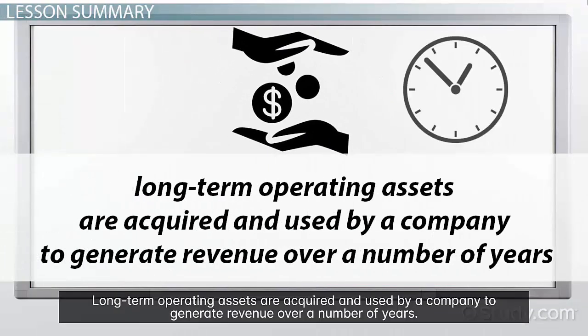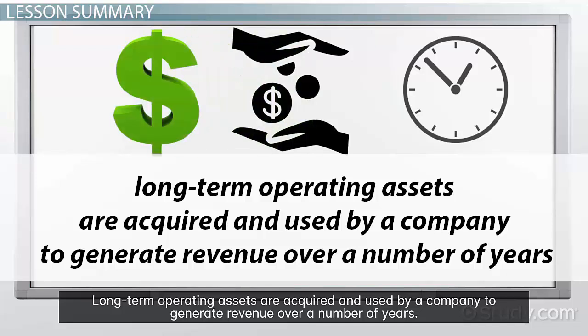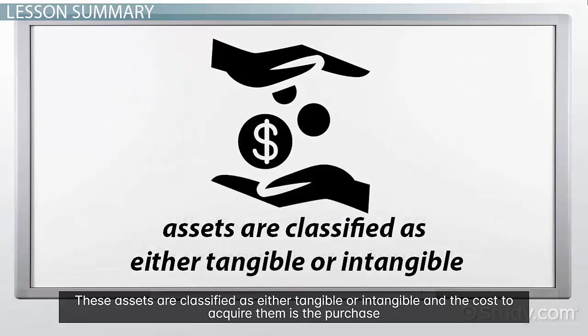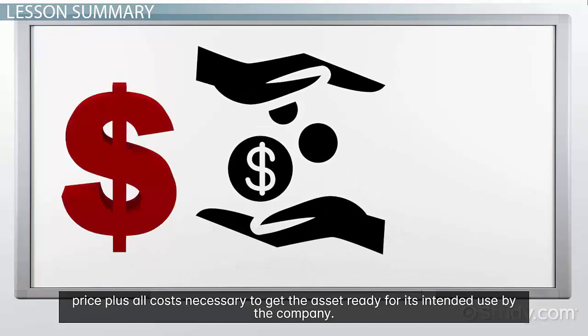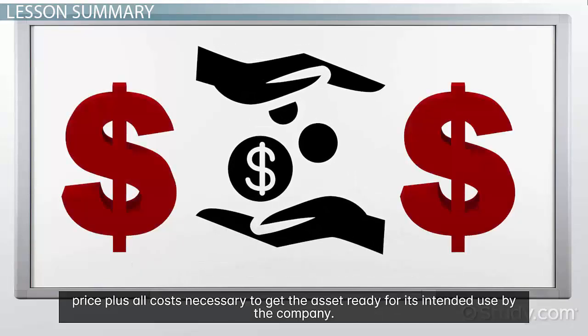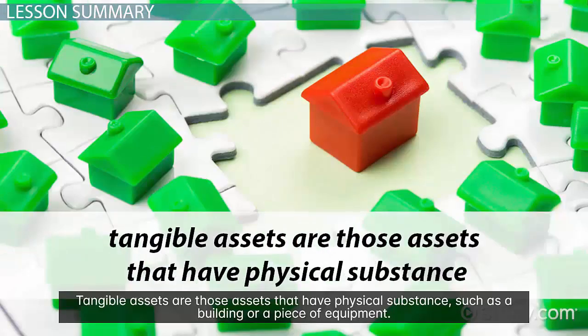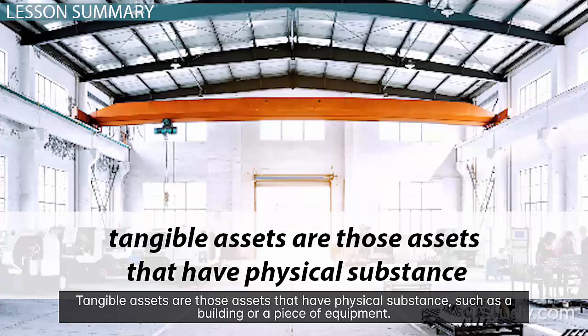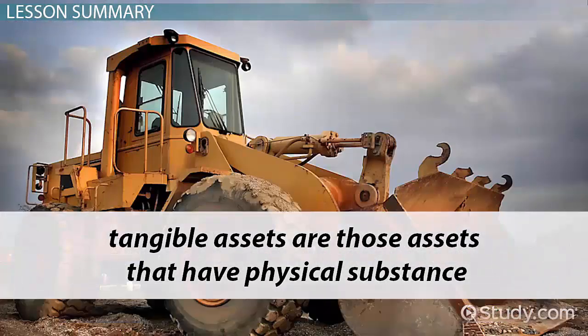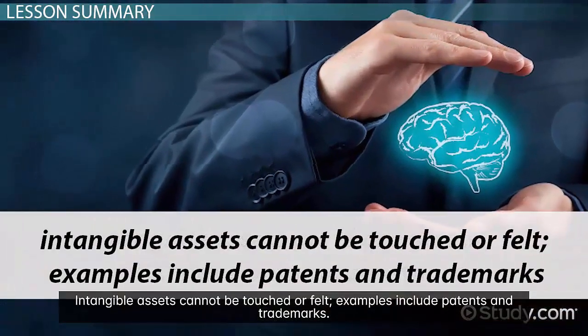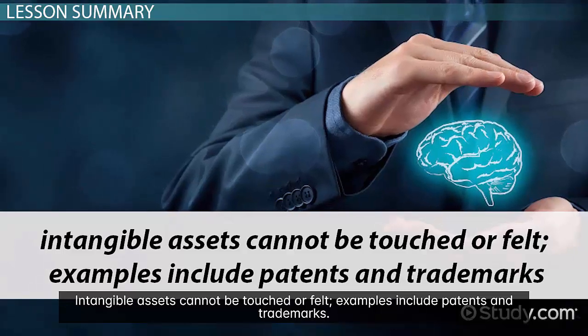Long-term operating assets are acquired and used by a company to generate revenue over a number of years. These assets are classified as either tangible or intangible, and the cost to acquire them is the purchase price plus all costs necessary to get the asset ready for its intended use by the company. Tangible assets are those assets that have physical substance, such as a building or a piece of equipment. Intangible assets cannot be touched or felt. Examples include patents and trademarks.